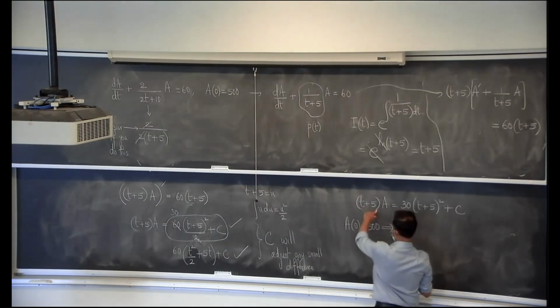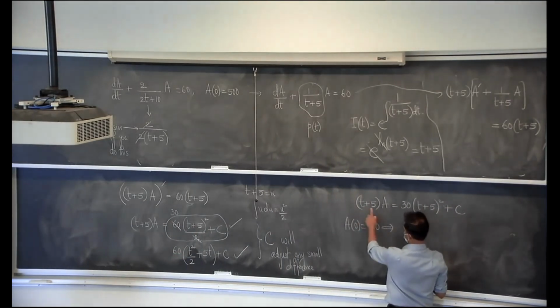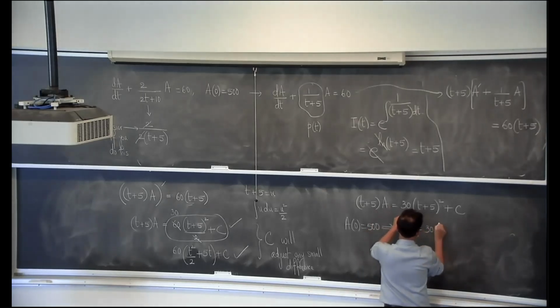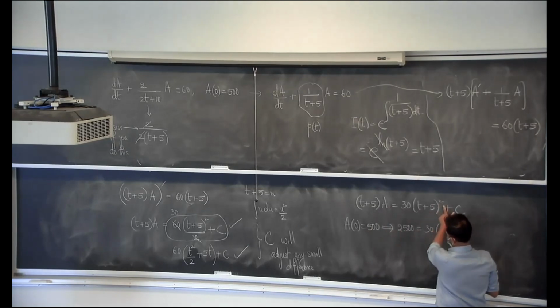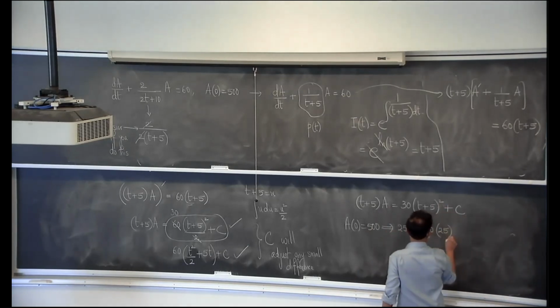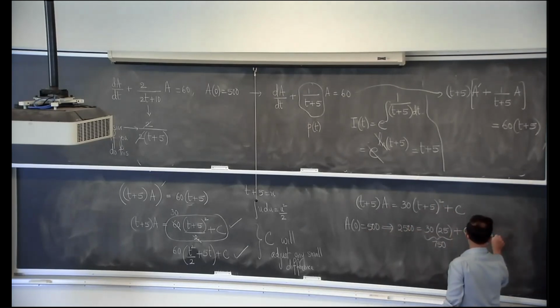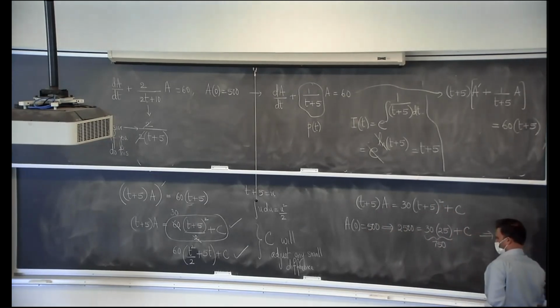So when t equals 0, that's 5, 2500 equals 30 times 25 plus C, and this is 750. So C is, I want to say 1750, is that right?